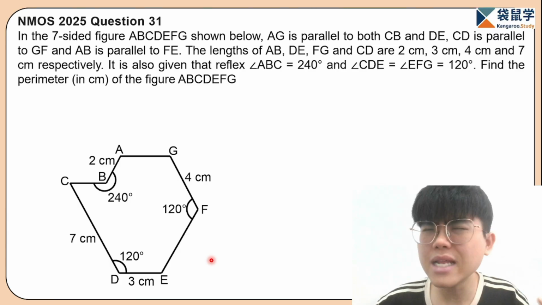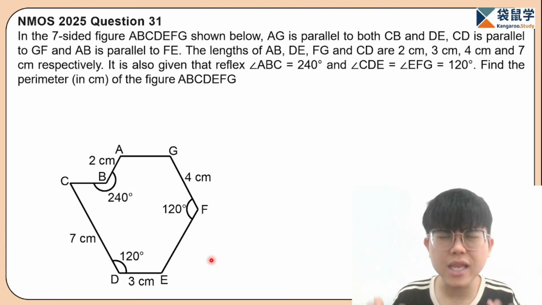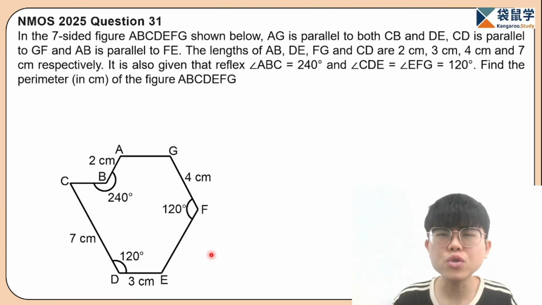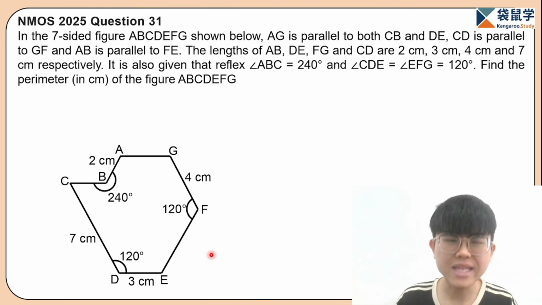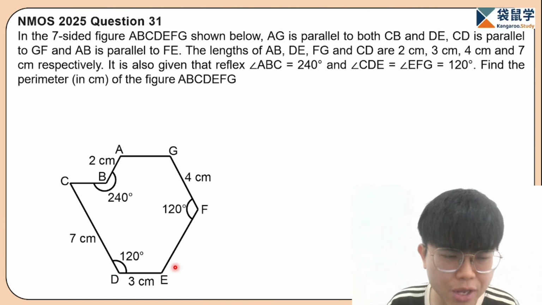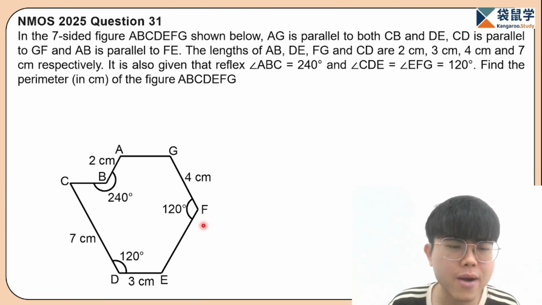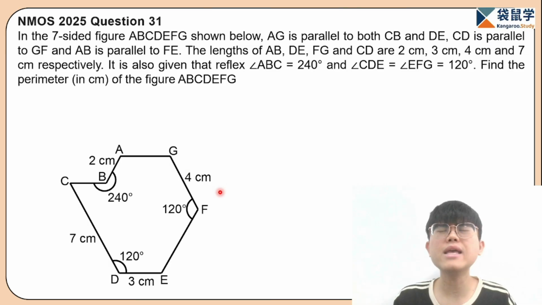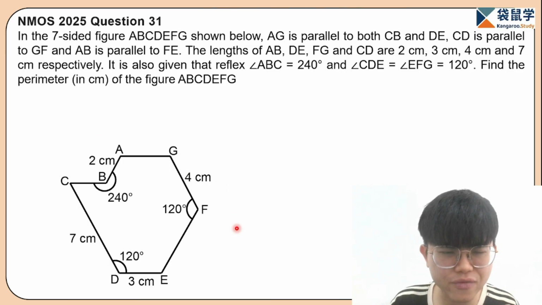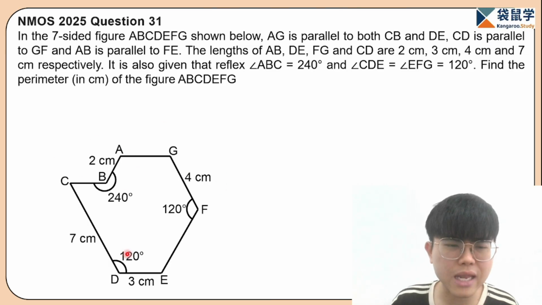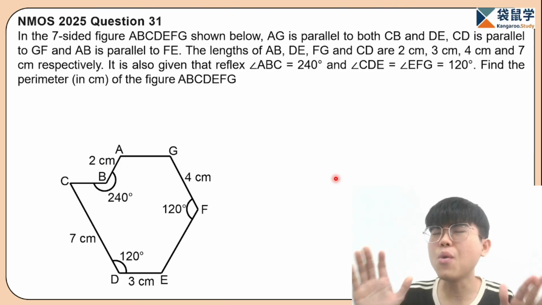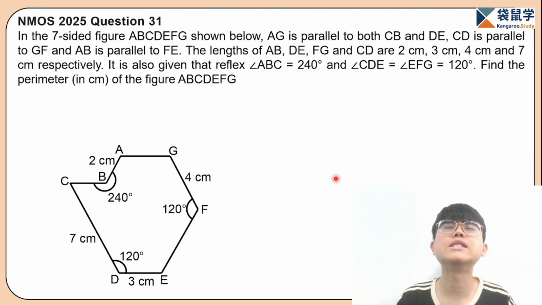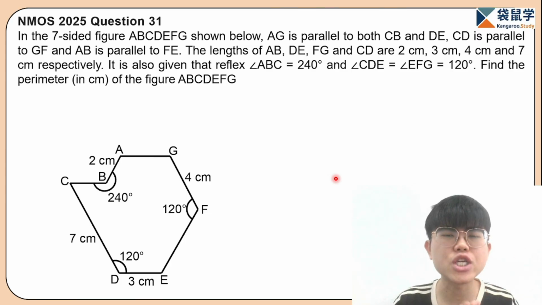Now everyone, when there is a question whereby we cannot directly calculate it, what we can try to do is consider transforming our figure. Let's observe our figure together. AB is parallel to FE, CB is parallel to AG. This 7-sided figure doesn't look very easy to calculate. So what we can try is the translation method.